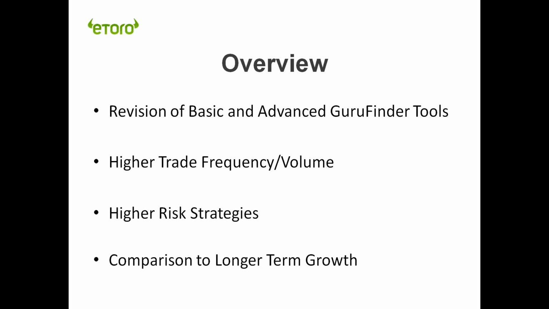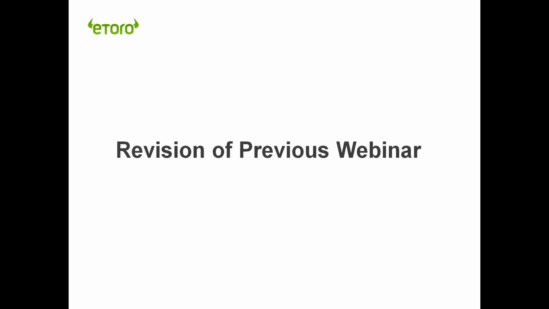Right, so after that, we're going to go through some higher trade frequency and volume traders. Then we're going to run through a higher risk strategy. And then we're going to finish off by comparing that to a longer-term growth strategy. So potentially, for some of you that obviously want to get some gains faster, you can also compare that to potentially somebody who's not as high risk, and then that kind of will balance out your portfolio.